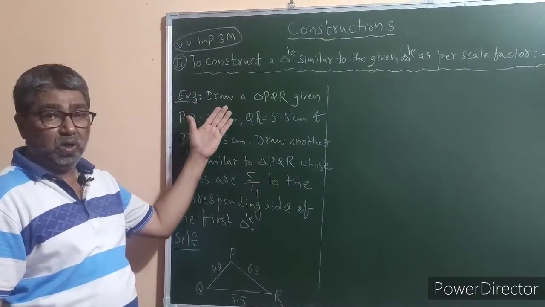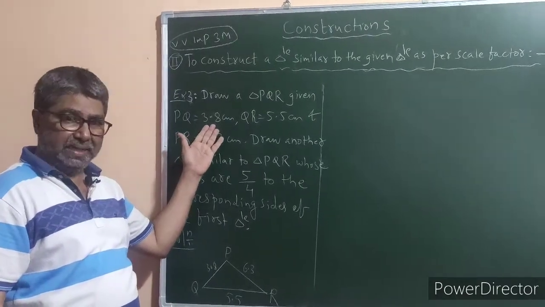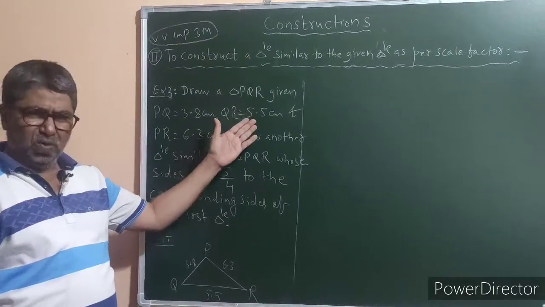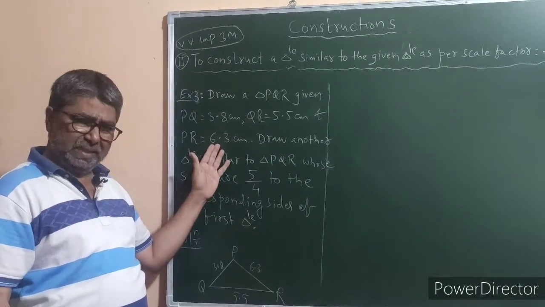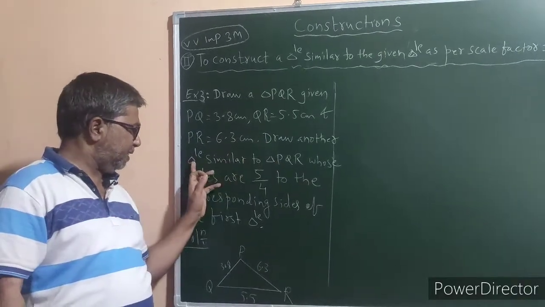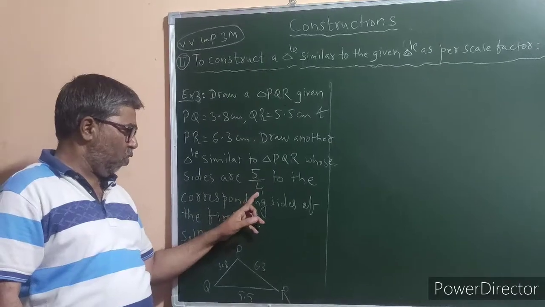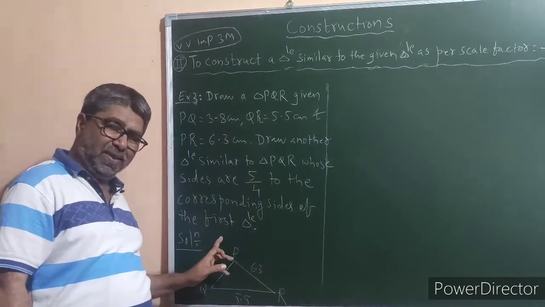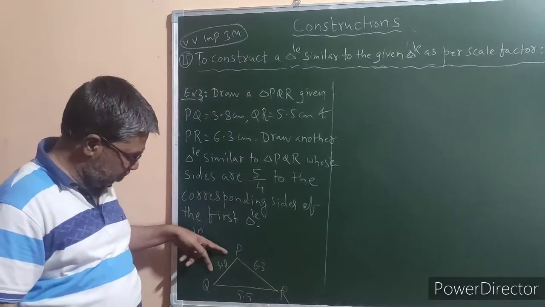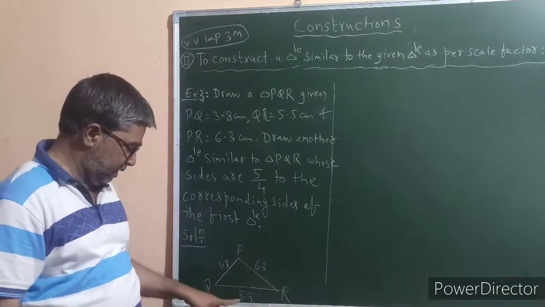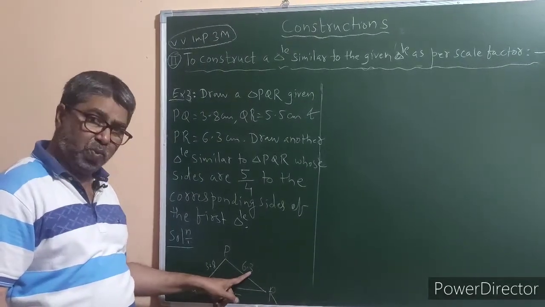Example number 3. Draw a triangle PQR given PQ is equal to 3.8 centimeter, QR is equal to 5.5 centimeter, and PR is equal to 6.3 centimeter. Draw another triangle similar to triangle PQR whose sides are 5/4 of the corresponding sides of the first triangle. So this is rough sketch triangle PQR. The length of PQ is 3.8, length of QR is 5.5, and that of PR is 6.3.